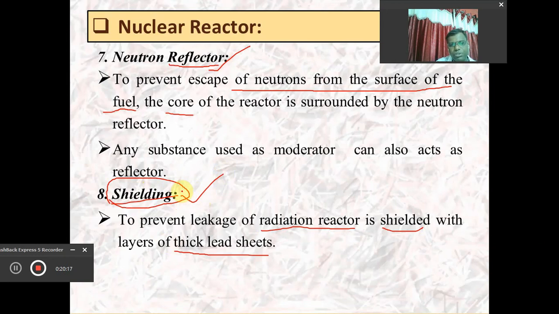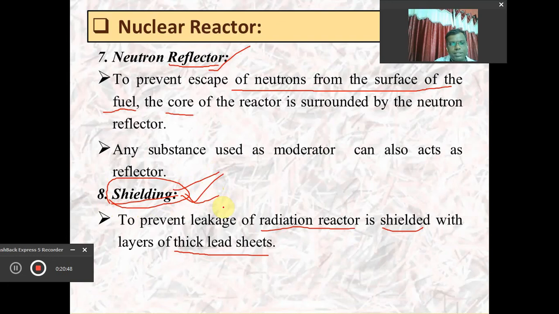The purpose of this shielding is to prevent the leakage of radiation out of the nuclear reactor, because once these radiations are leaked, it will be very dangerous for human beings as well as for living organisms. That's why it should be protected, and the leakage of this radiation should be avoided, and for that purpose the particular layer of lead sheets is used, and these are called the shielding.